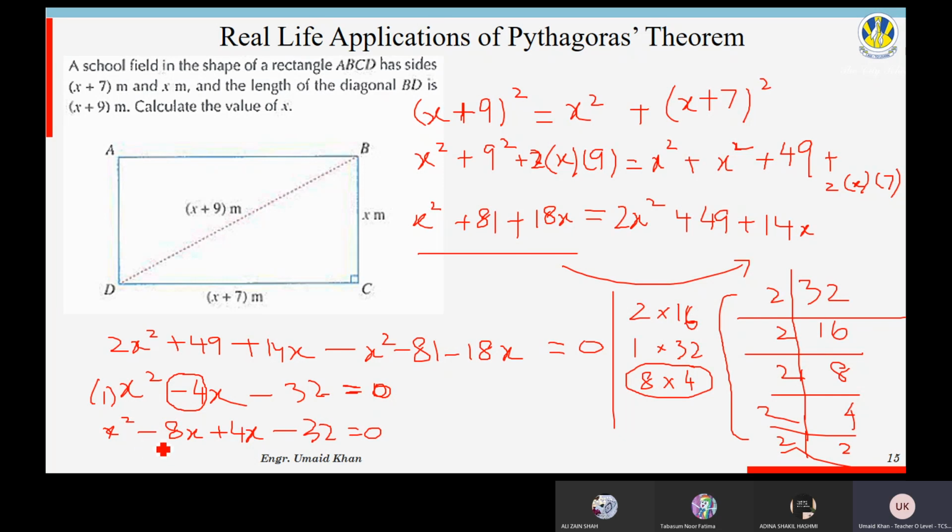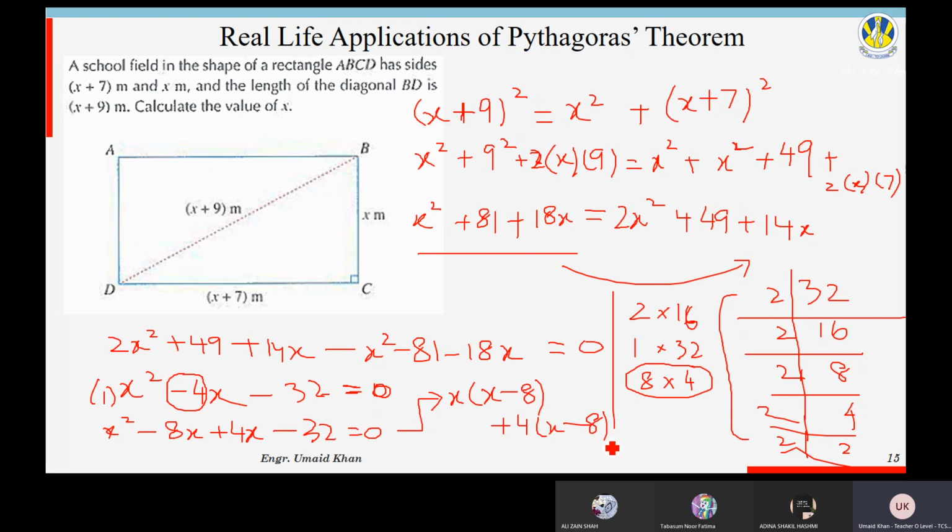Okay. And if you subtract these two, you will get minus 4. You will get the middle value. So it means you have chosen the correct factors. Okay. Now simplify it. You will take x common from the first two terms and you will get x into x minus 8.